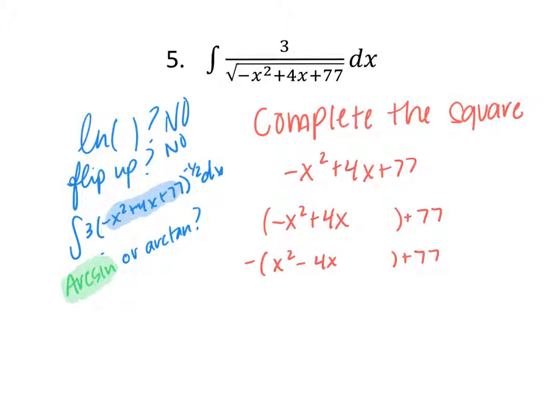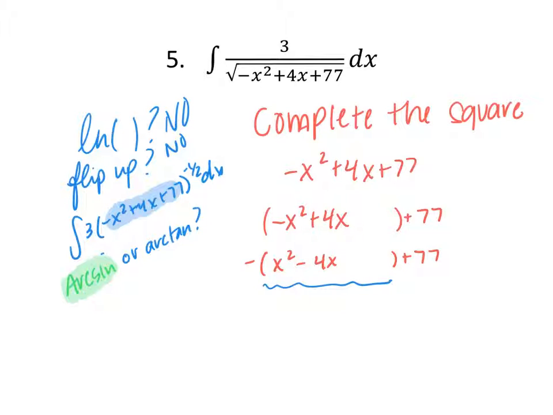So I'm going to group the first two together, leave that constant out by itself, and pull the negative out. So I've got a negative in parentheses, x squared minus 4x, and then plus 77. I need to add a strategic 0. I'm going to add something inside of the parentheses and something outside of the parentheses that create 0. So I'm not changing the problem, but I'm picking numbers strategically so that this becomes a perfect square trinomial.